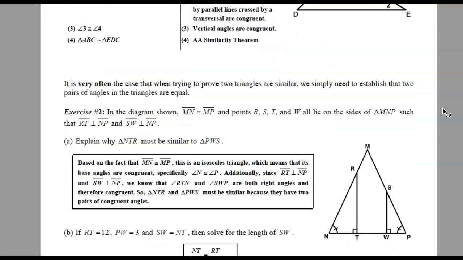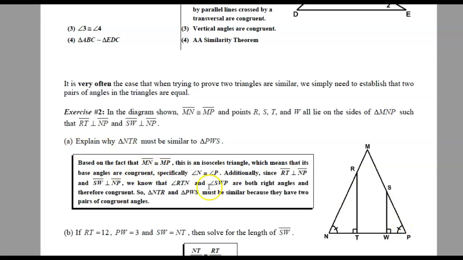So as we look at this proof in example 2, we have MN and MP are congruent. So that is on the sides here. So that tells me right away we have an isosceles triangle. And R, S, T, and W all lie on the sides of that triangle and make perpendiculars. And what we're trying to prove is that NTR is similar to PWS. So locating those triangles, NTR is over here, PWS is over here.